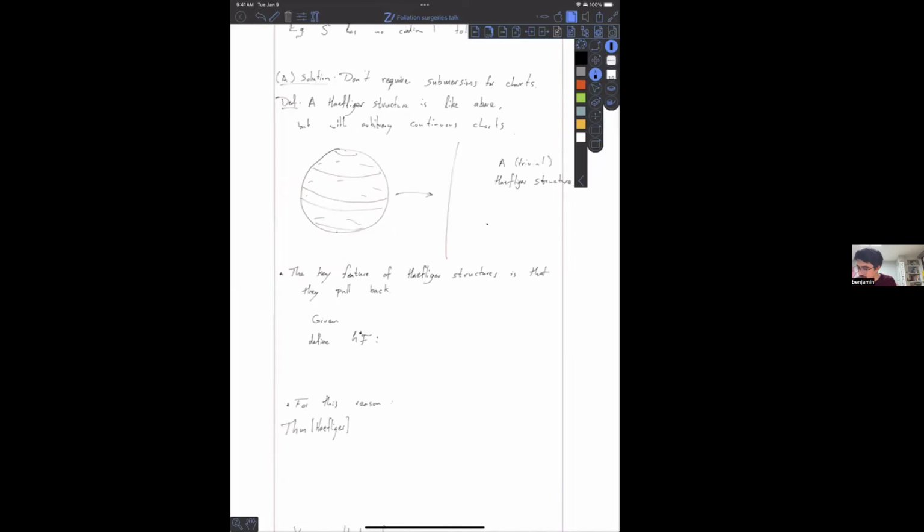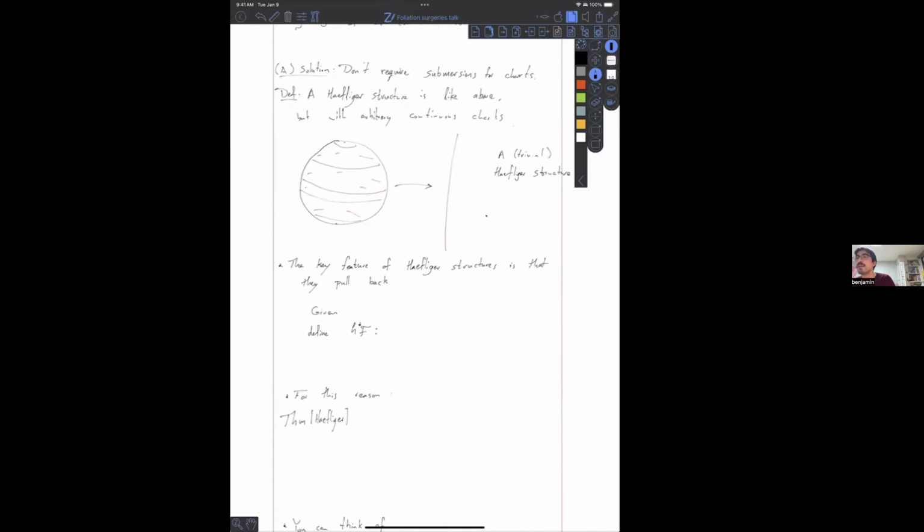Now, the key feature of Haefliger structures is that they pull back. Given a continuous map, and this is really the problem with regular foliations, you don't have the following property. If we have a foliation on some other manifold or space, and a continuous map into that space from a manifold without a foliation, we can define the pullback foliation. Well, the opens are easy. You just take the pre-image of your opens from the Haefliger structure here.